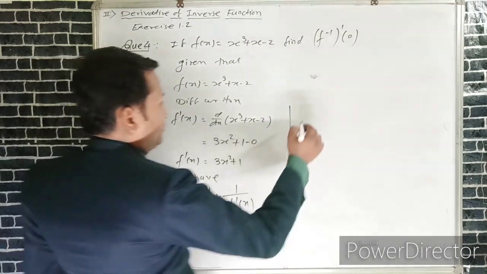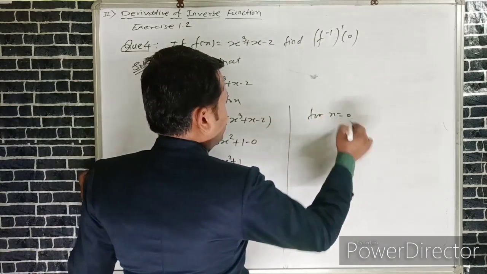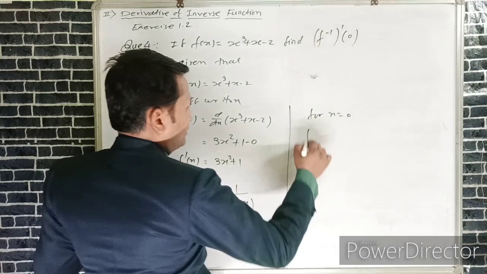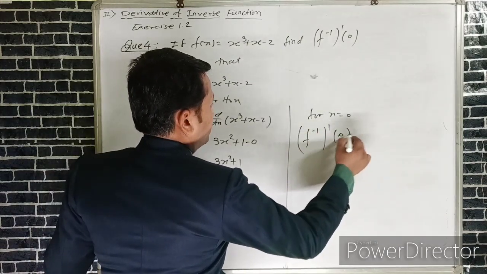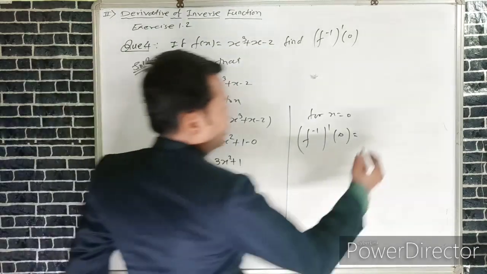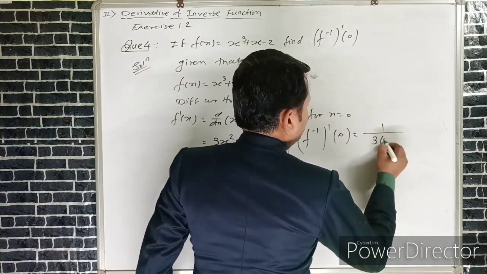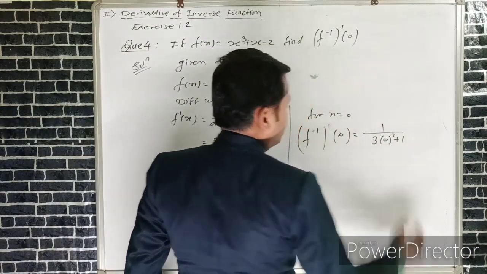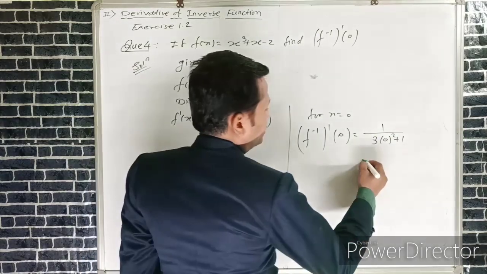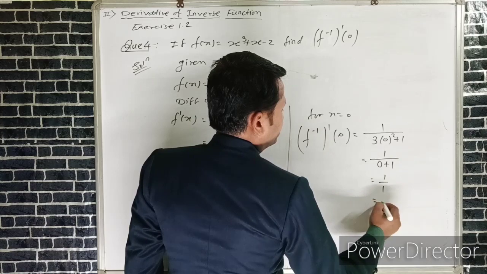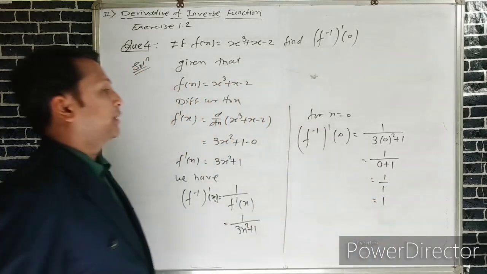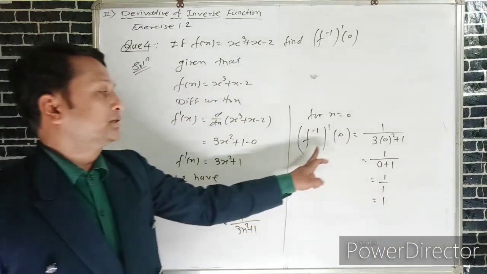If we put x is equal to 0, then we get f inverse dash of 0 is equal to 1 upon 3 into 0 square plus 1. The value of 0 square is also 0. So 1 upon 3 into 0 is 0, plus 1. Again we can write 1 upon 1, which means the required value f inverse dash of 0 is 1.